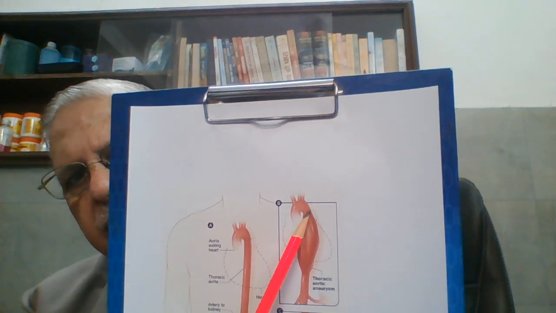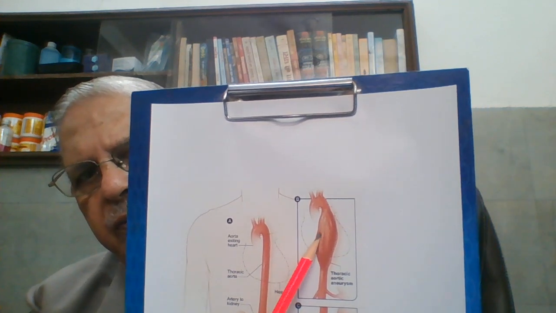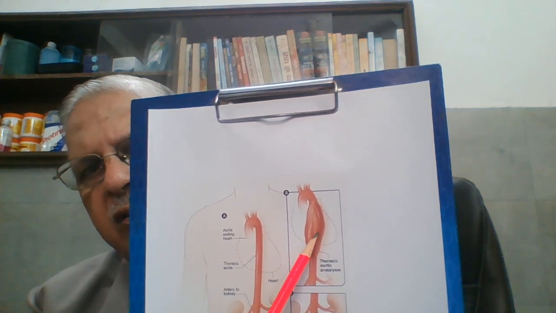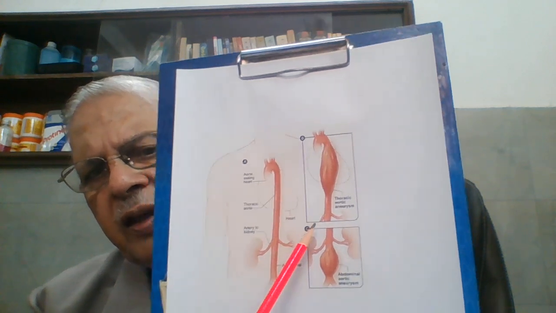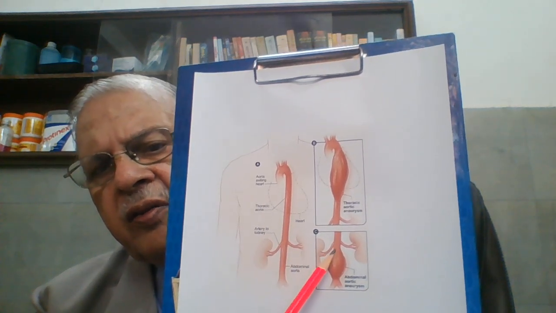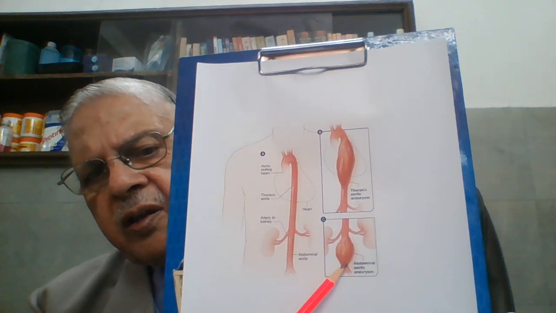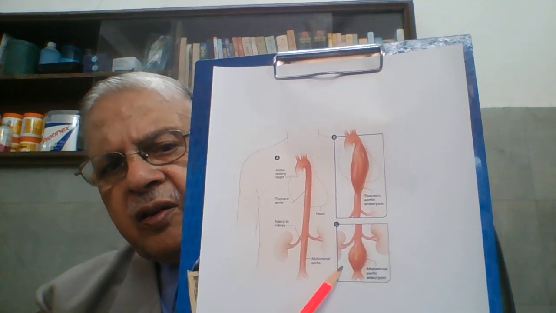This balloon, which I am marking with my pencil, is called aneurysm of the aorta. Since this is a part in the chest, this is called aneurysm of the thoracic aorta. And if it is the part in the stomach area, then it is called the abdominal aortic aneurysm. This is also aneurysm of the aorta, but this is in the abdomen.